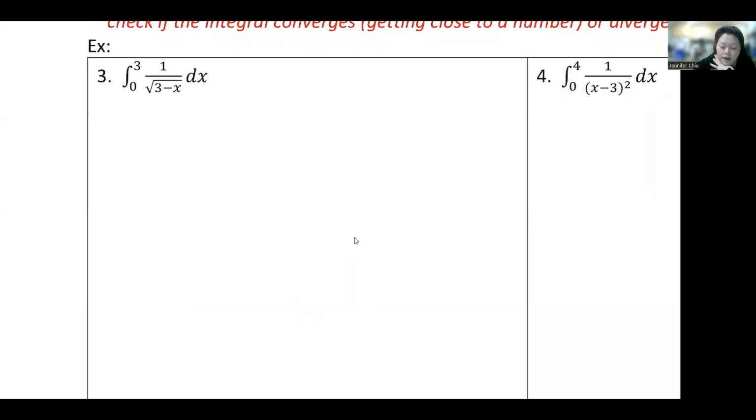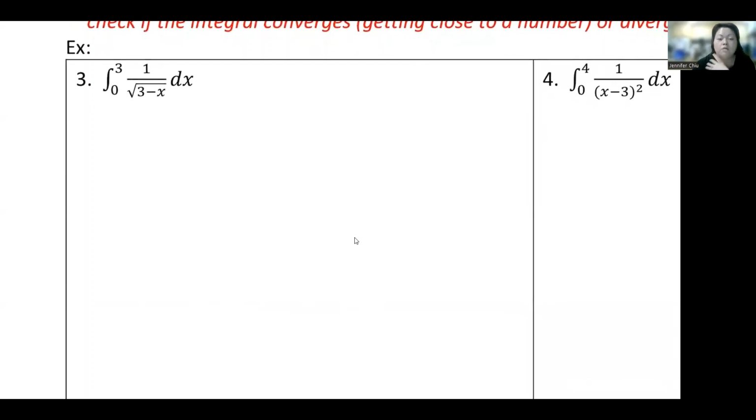So for the first one here, you have 0 to 3 of 1 over root 3 minus x. So if you plug in the 3, if you plug in this endpoint, you will see that you get 1 divided by 0. Hence, you will have an asymptote there. So then you ask yourself, your interval is going from 0 to 3. We're going from this edge to this edge. I'm trying to get to this edge of 3, so I'm coming from the left side. So then you can rewrite this as limit as t approaches 3 from the left side, because that's to meet up at the end of my interval, right? So it's coming from the left side of 0 to t, 1 over root 3 minus x dx.